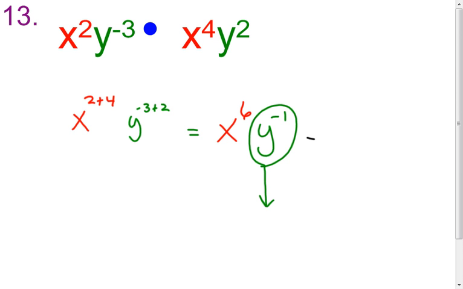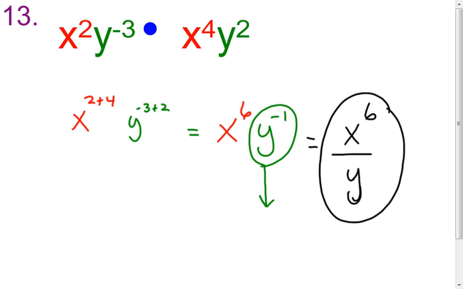So this will become x to the 6th. The x is doing just fine. It can stay up there. It's positive, so it's happy. And the y to the -1 has a negative attitude. It's got to go to the basement so it can become positive. And you really don't need that 1 on the y, so you can just simply not write that, but that's how that works. And that should be your final answer.